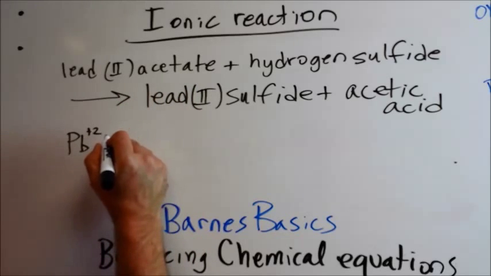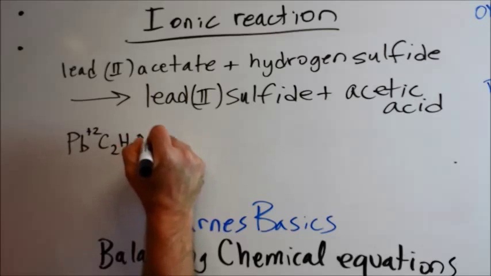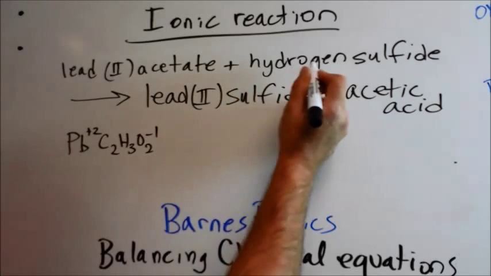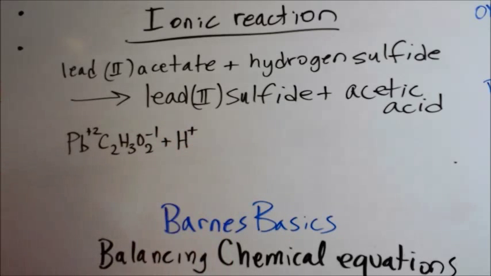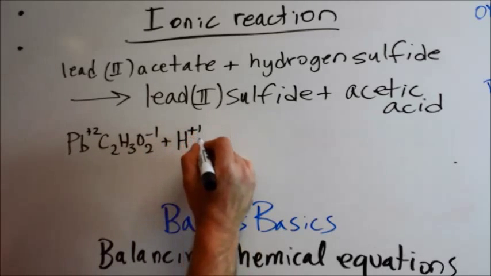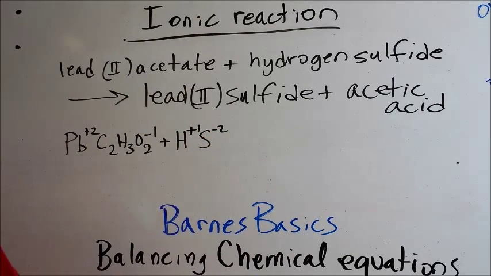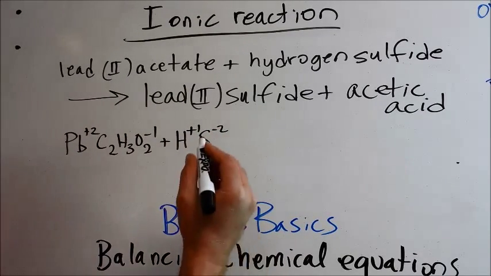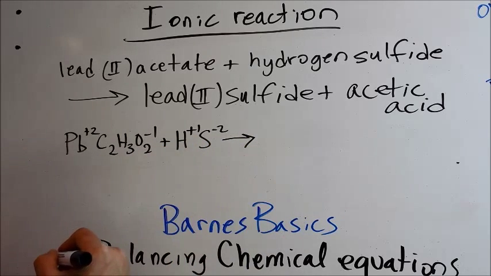Acetate, if we look at a periodic chart, is C2H3O2 -1. This is added to hydrogen sulfide. Hydrogen is +1, it's in group 1A. Sulfur is -2, it wants to get 2 electrons, it's in group 6A on the oxidation number chart. Put these two together and what do you get?